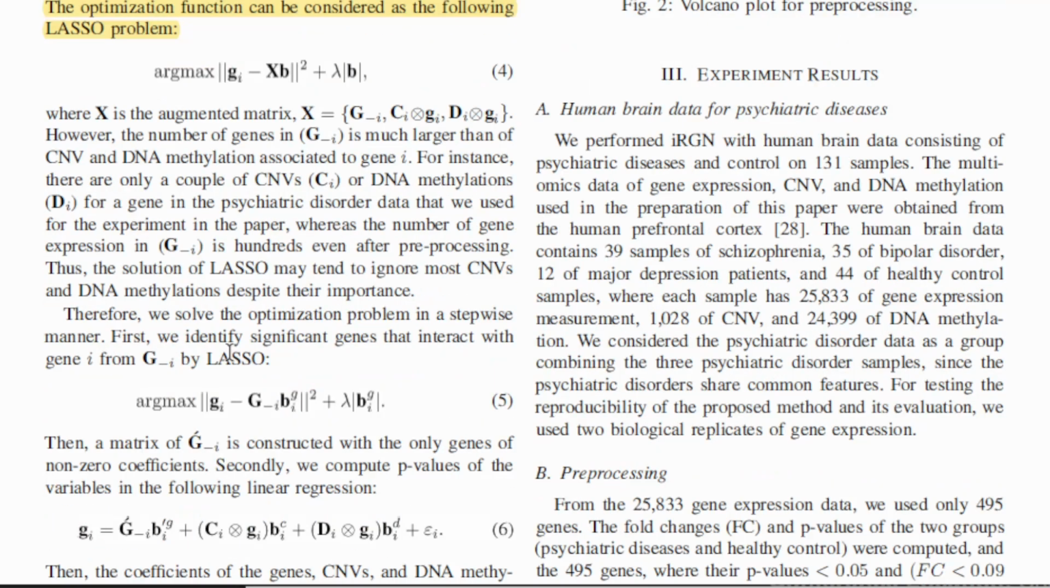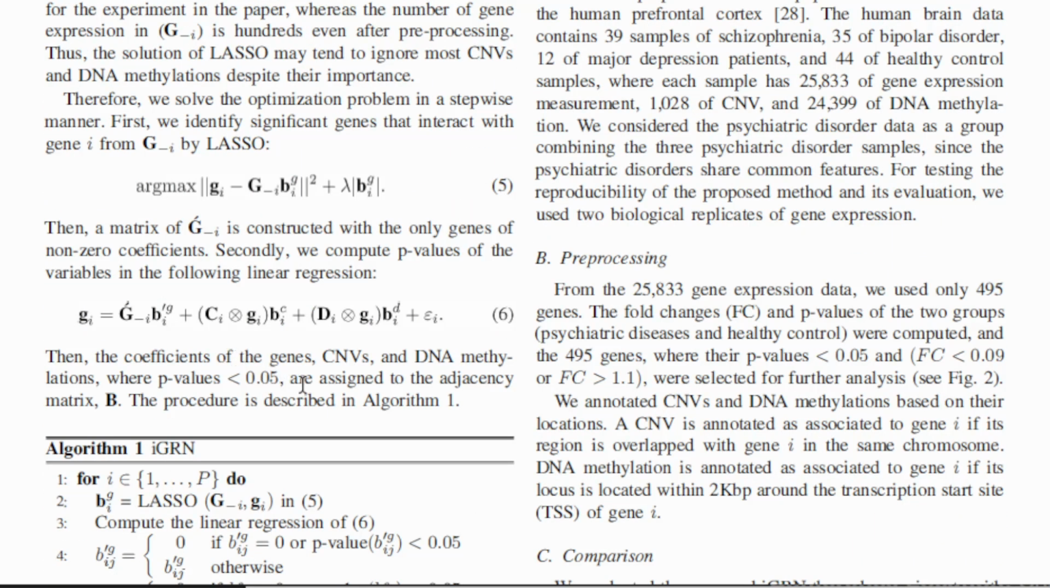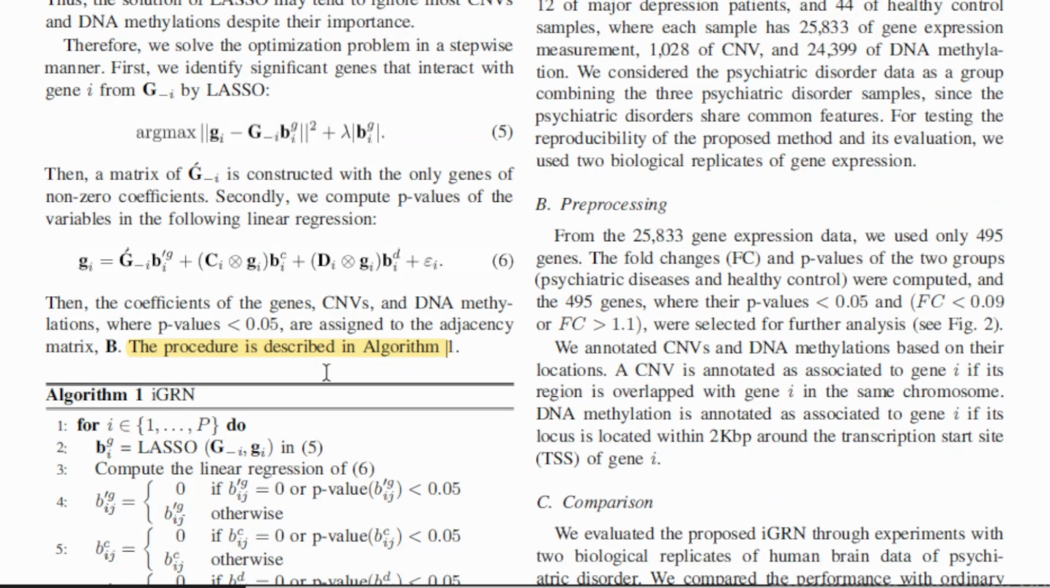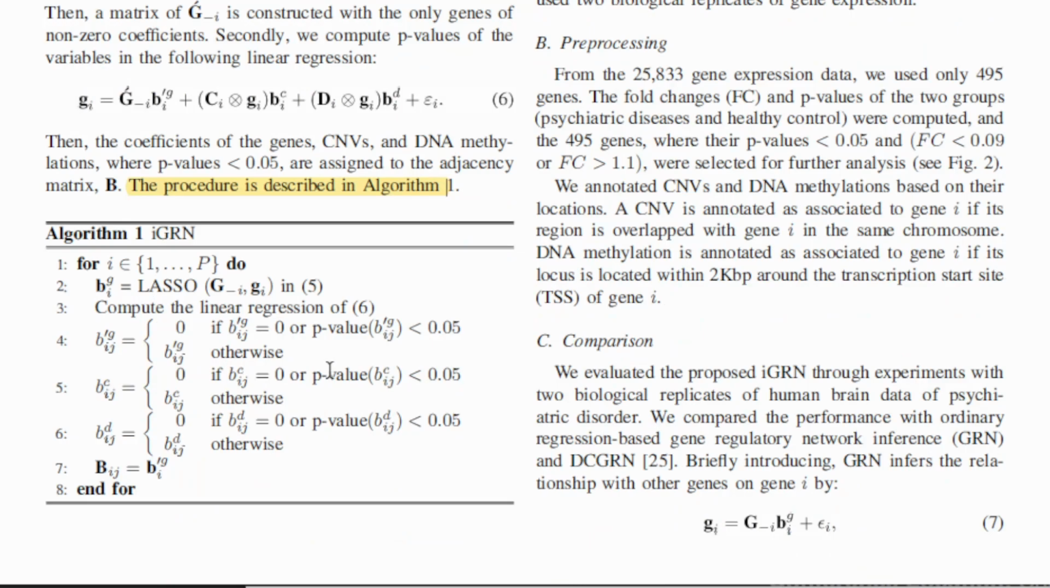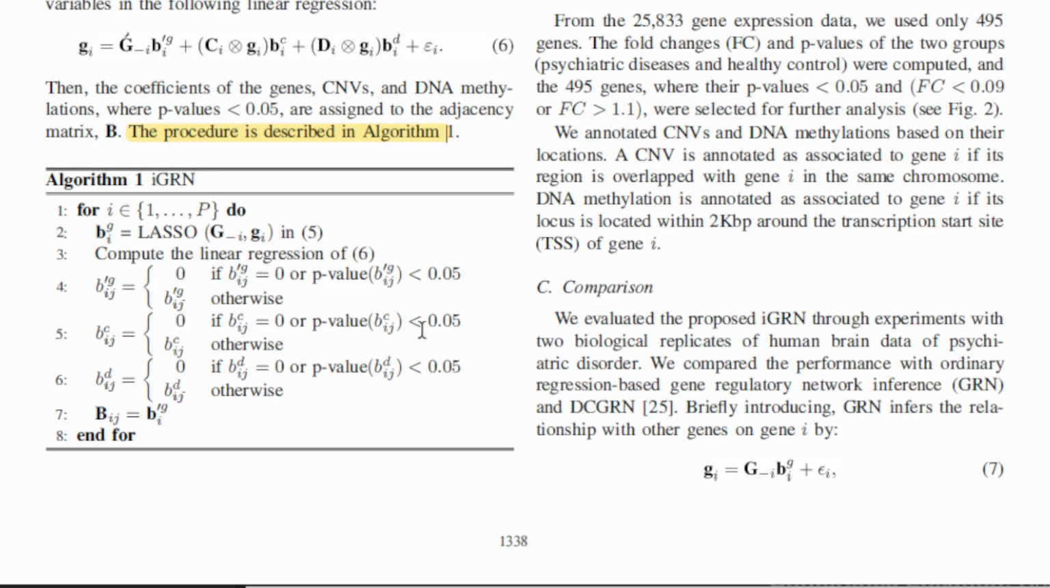Algorithm 1, iGRN. For I in P, do: B equals lasso of GI, G, in step 5. Compute the linear regression of step 6. B_G equals 0 if B equals 0 or the p-value of B is less than 0.05, B_G otherwise. B_C equals 0 if B equals 0 or the p-value is less than 0.05, B_C otherwise. B_D equals 0 if B equals 0 or the p-value is less than 0.05, B_D otherwise. B equals B_G, B_C, B_D.